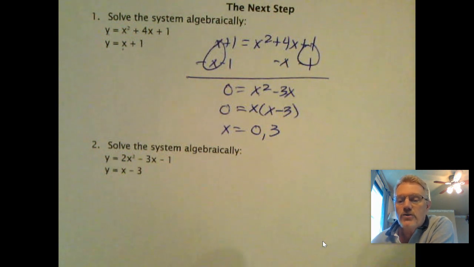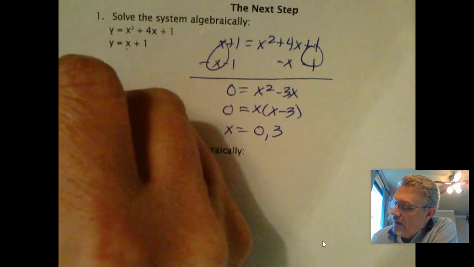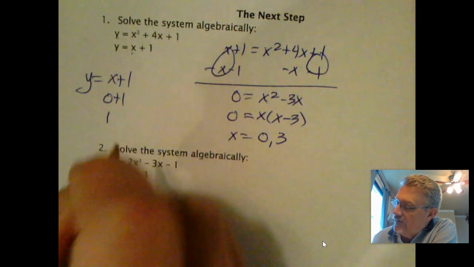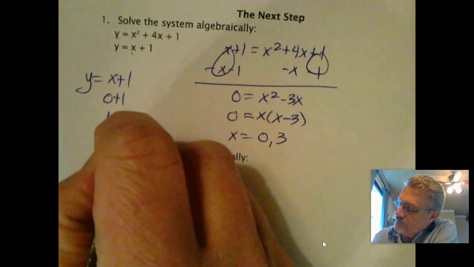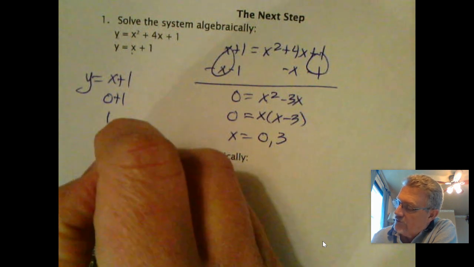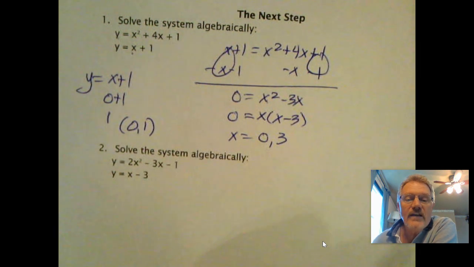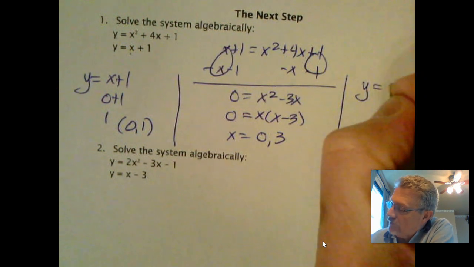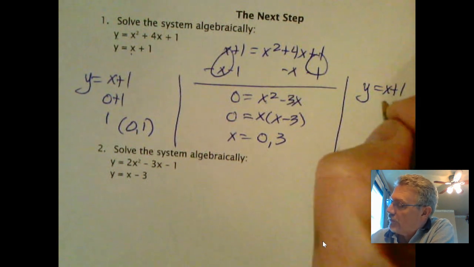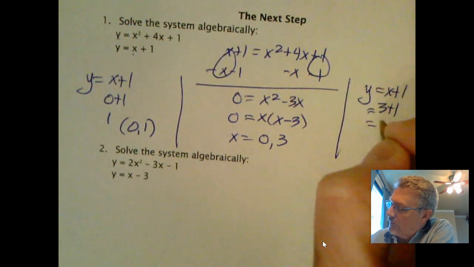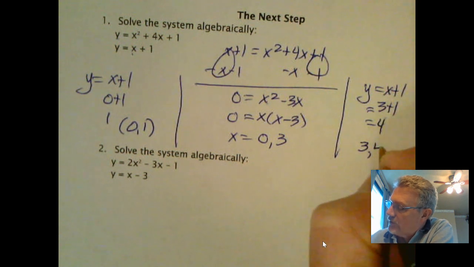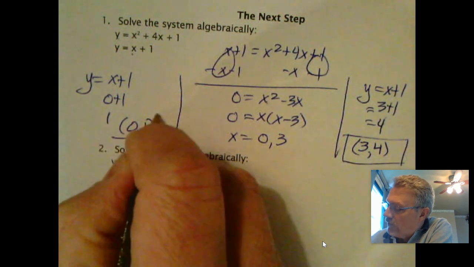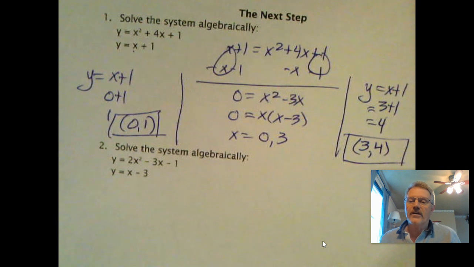So remember, there's two solutions. I need the x and the y. Y equals x plus 1. If we make x 0, then we end up with a 1. So the input was 0. That's the x. The output was 1. That's the y. Y equals x plus 1. If we substitute the 3 in this time, we get a 4. So when our input was 3, our output was 4. So those are the coordinates of our intersections.